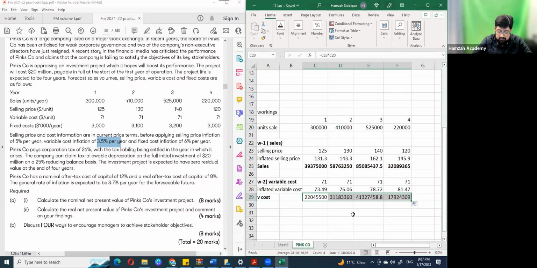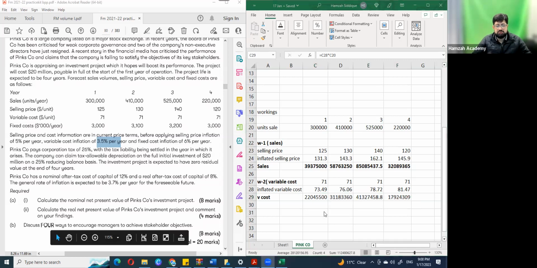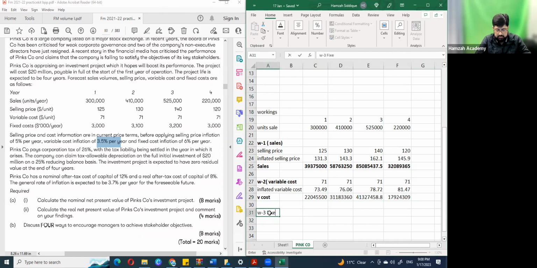Students, next is fixed cost. And fixed cost is 3,000 here, working three. 3,000, 3-digit round off. So it is 3 million basically. 3,100, 3,200, 3,000.